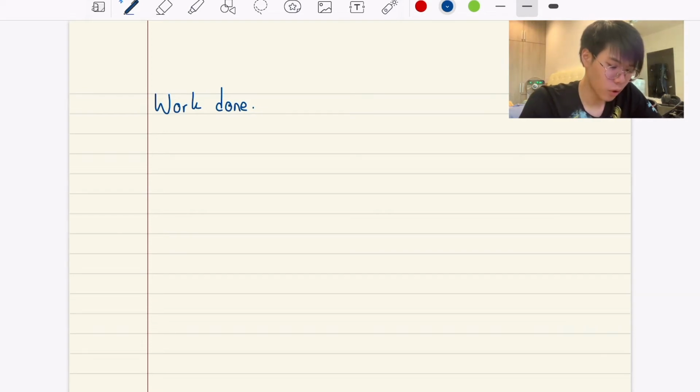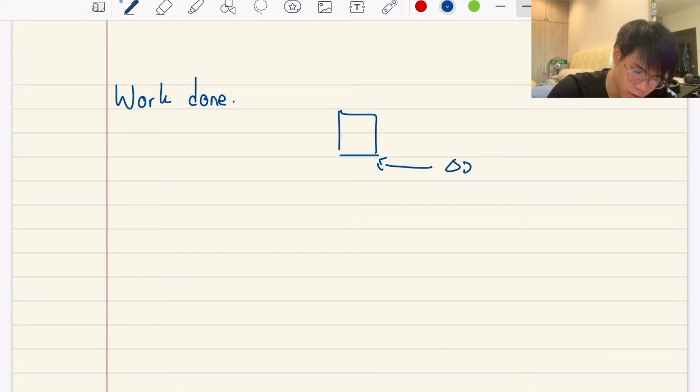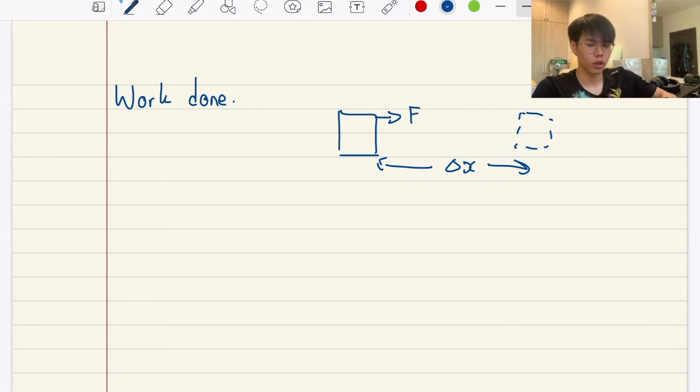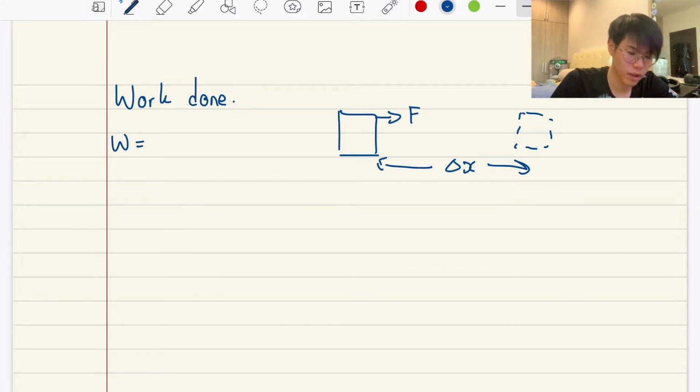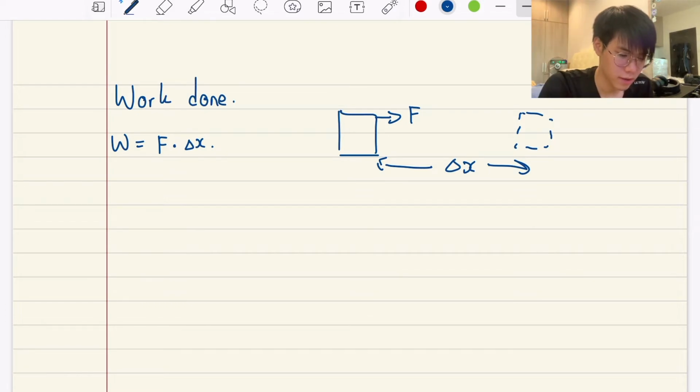The first thing that I'm going to talk about is work done. Basically, work done is when you have an object and it moves a certain distance when it's applied by a force. We call it work done. The equation for work done is W equals F times the change in distance, or the change in displacement. One important thing is the force must be parallel to the direction of the motion.